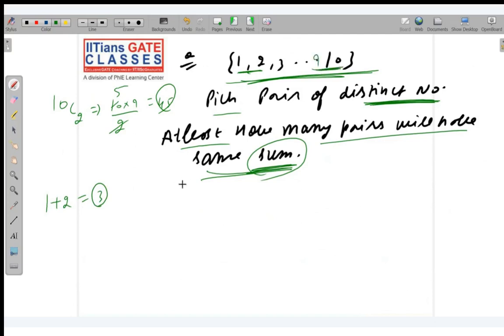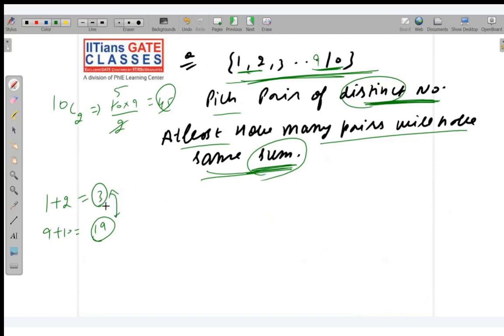You will take the biggest numbers, 9 and 10. Repetition is not allowed, so please do not say 1 plus 1 is 2. No, I cannot take 1 two times. I have to take it only one time because it is clearly mentioned that the numbers are distinct. So 1 plus 2 is 3, and the biggest is 9 plus 10, that is 19. So the sum varies from 3 to 19.